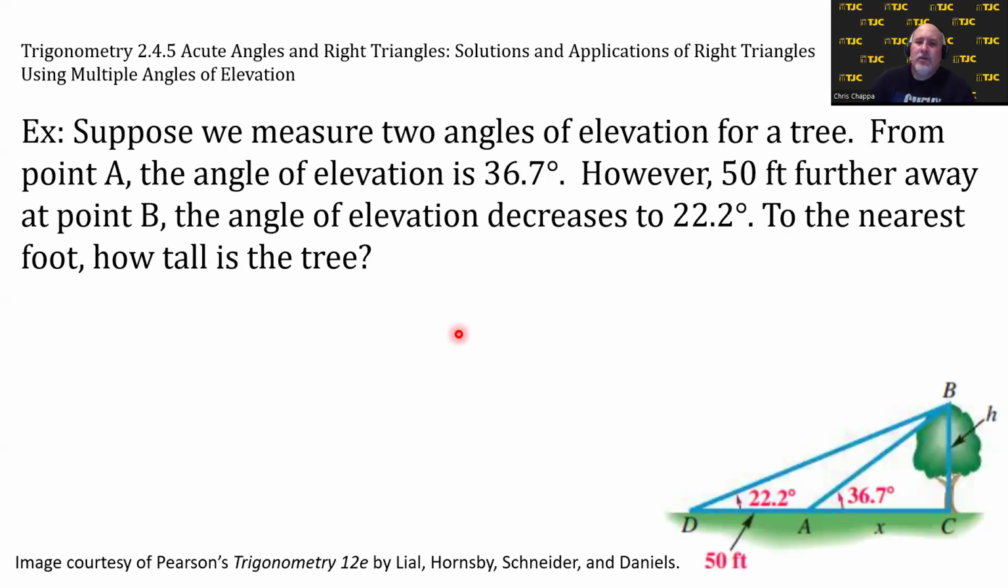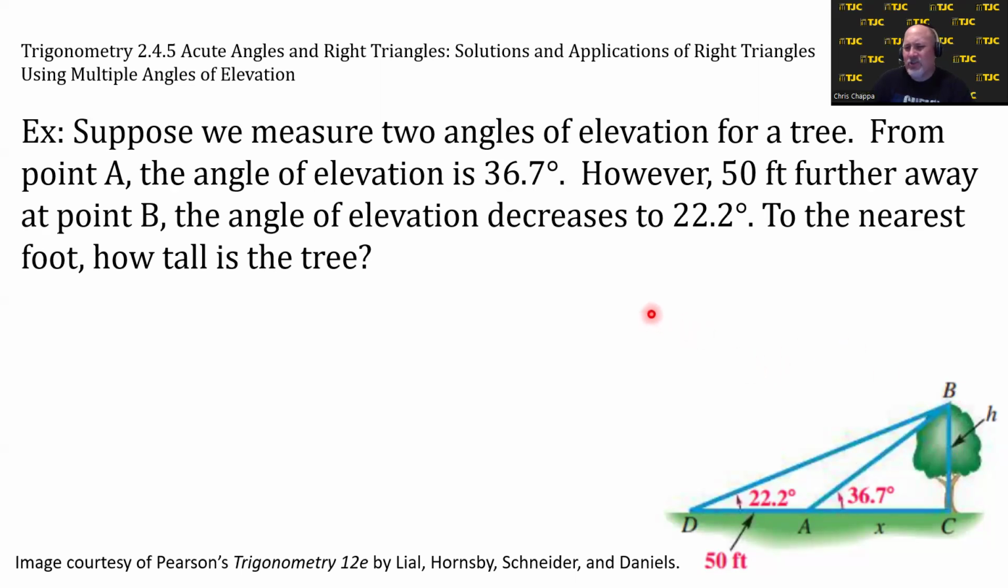For example, suppose we measure two angles of elevation for a tree. From point A, the angle of elevation is 36.7 degrees. However, 50 feet further away at point D, the angle of elevation decreases to 22.2 degrees because we don't have to tilt our head as far when we stand further away. To the nearest foot, how tall is the tree?